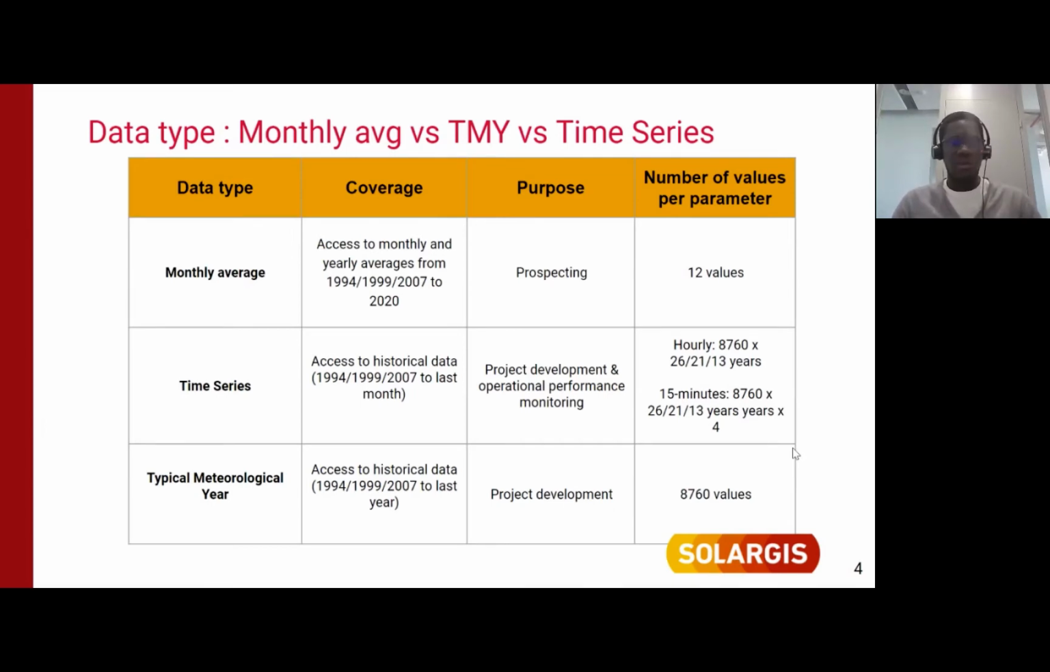Time series and typical meteorological year data are used differently. Time series are used for project development, and in some cases they can also be used in operational performance monitoring. However, TMY is typically used in project development. In this slide you can also see the different number of parameters, the number of data points per parameter, and the historical data which is available from 1994, of course, up to last year.